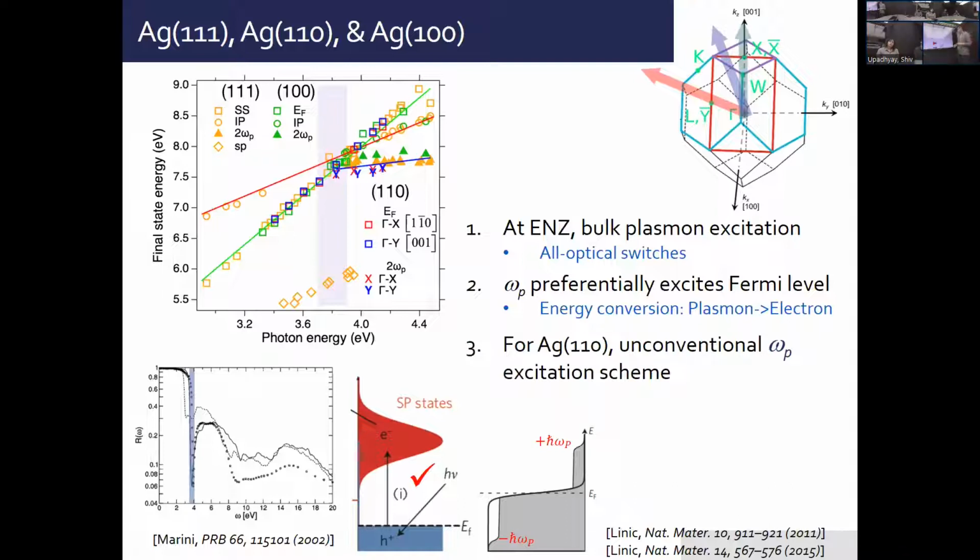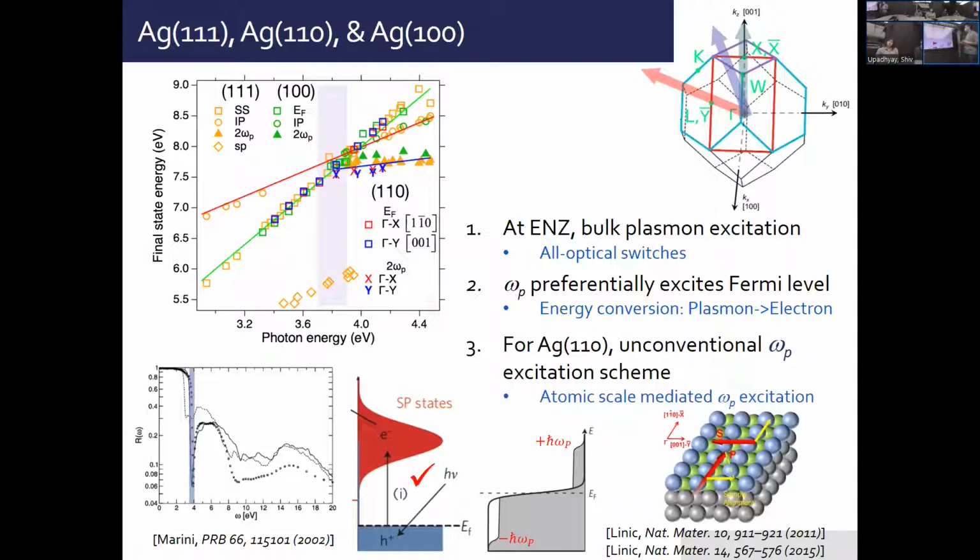And another point is for the silver 110 surface, we observe the unconventional bulk plasma excitation, where we need to consider the surface corrugation, so the atomic scale structure, when we are thinking about how the plasma are excited.